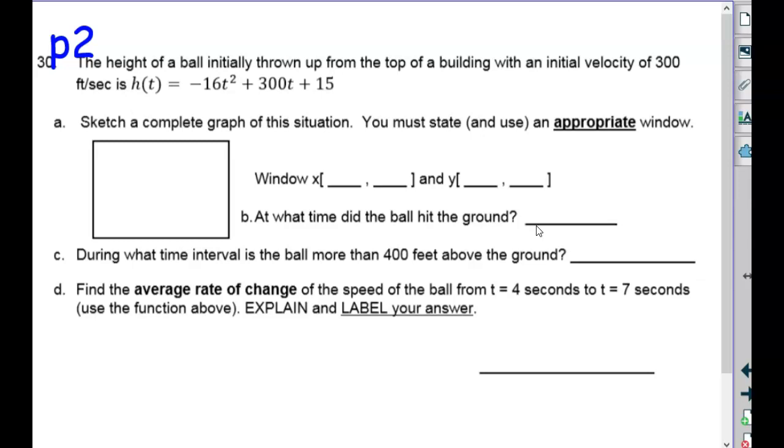Negative 16x squared plus 300x plus 15. So with that in mind, an appropriate window, I'm going to start with 0 to 10 and 0 to like 800 because I think it's going to go really high with that 300. Yep, okay. This one needs like 0 to 20 and 1200 maybe. No, 1200 isn't even high enough.